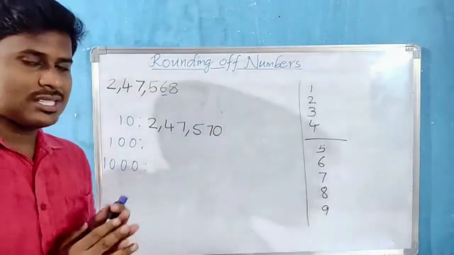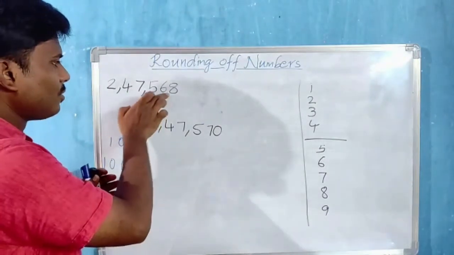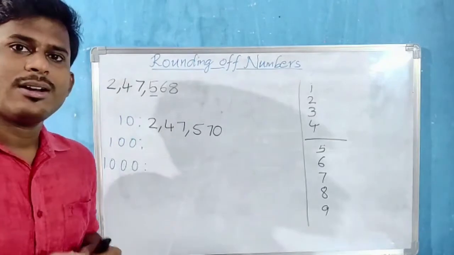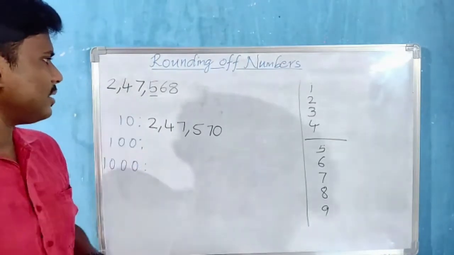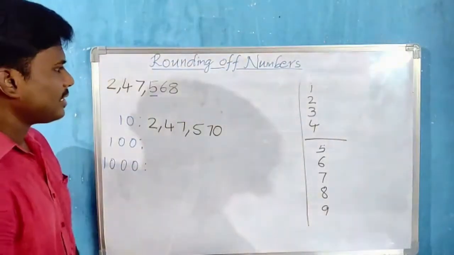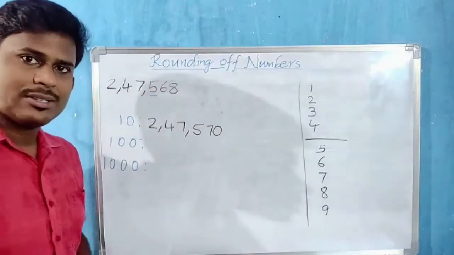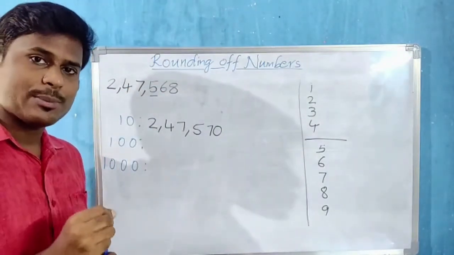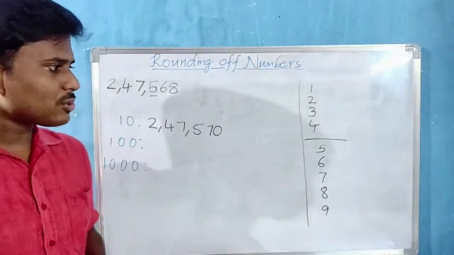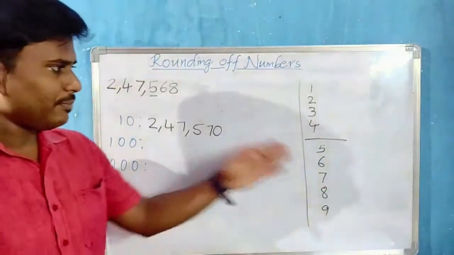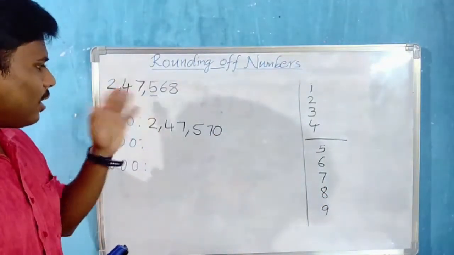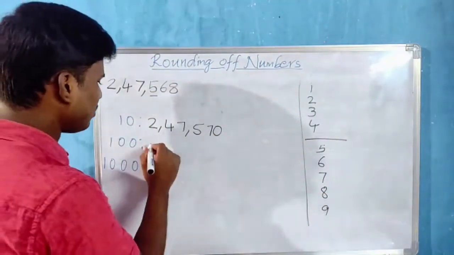Now when the question is given nearest 100, our rounding digit will be the hundreds place. So that is this hundreds place. Now immediate right to the hundreds place, which digit do we have in the tens place? Digit 6. So it belongs to this category. In this category, all the left digits let us write as they are.